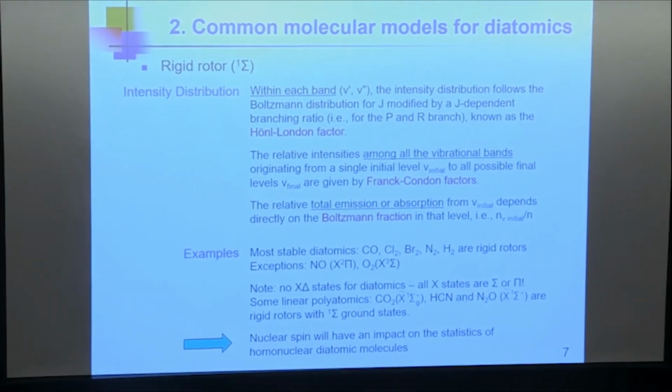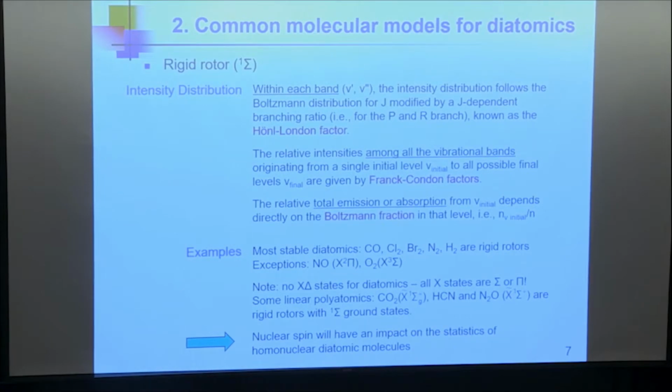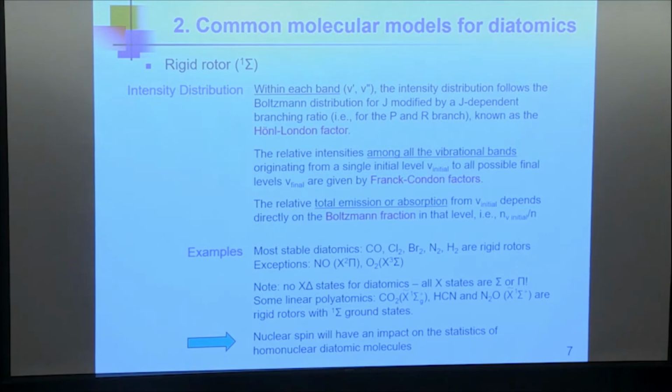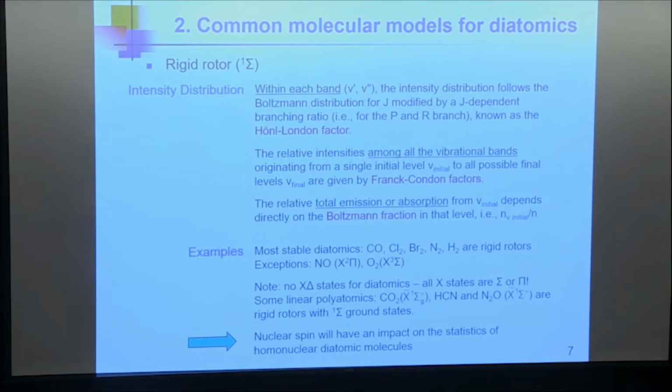It's only when there's a symmetry that you have to worry about this. If it's asymmetric, like CO or NO, you don't need to know about nuclear spin. Molecular nitrogen, molecular hydrogen: you will have heard about, for hydrogen, ortho and para.